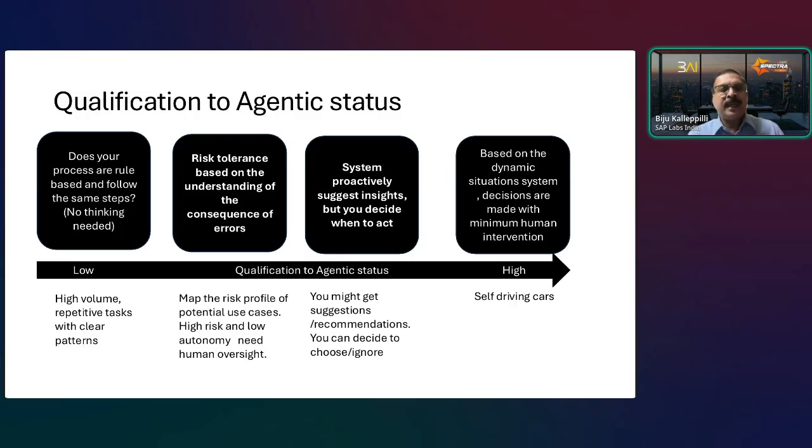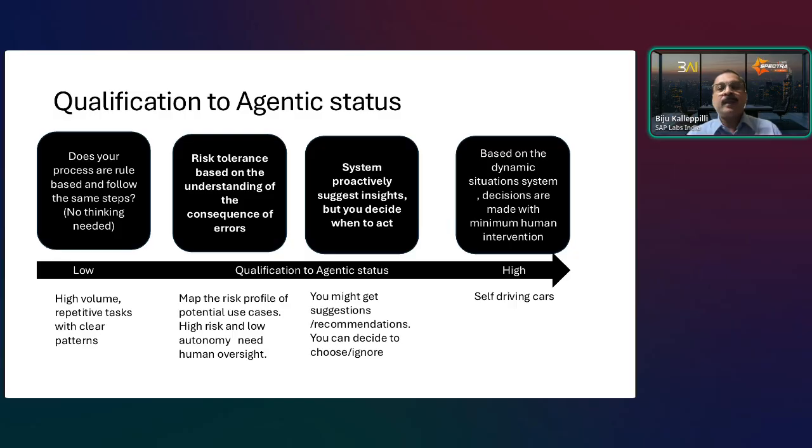Third is semi-agentic, you can say, as the graph moves to the right. The system proactively suggests insight, just like a GPS system, but you decide when to act. In this case, I can definitely say that the agenticness is at mid-level.